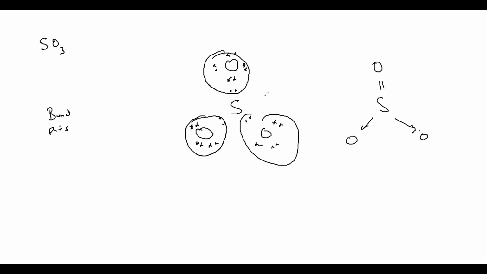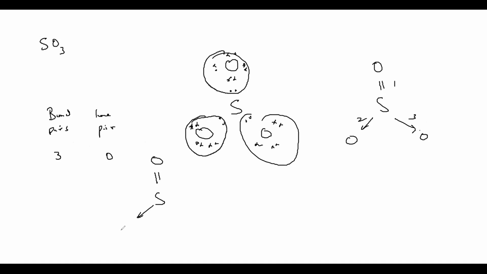So how many bond pairs are there? This double bond is considered as 1, then this is 2, 3. So there are 3 bond pairs. How many lone pairs? Lone pair means free electrons. You don't find any free electron on the sulfur, so lone pair is 0. If 3 bond pairs and no lone pair, then it will be trigonal planar, with a bond angle of 120.